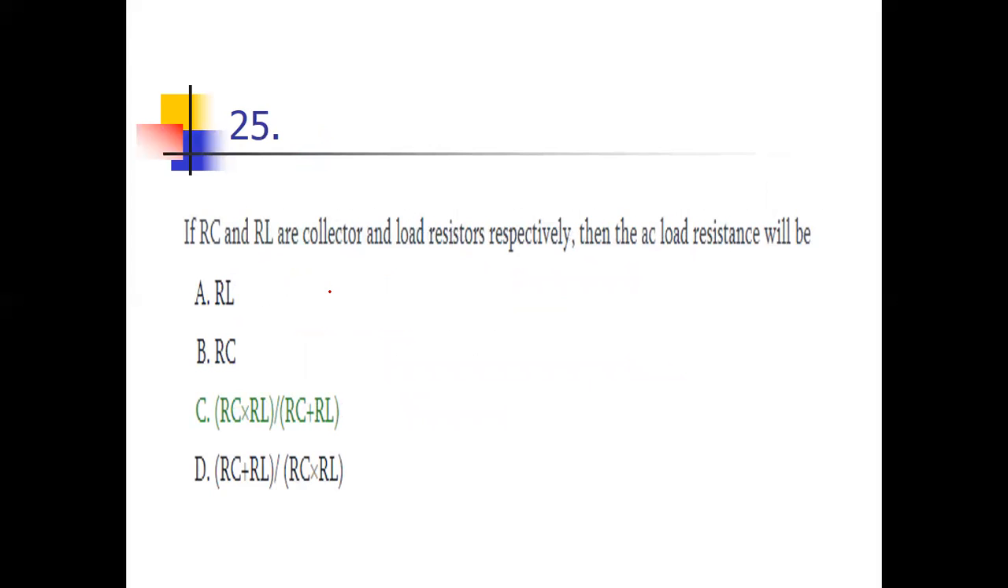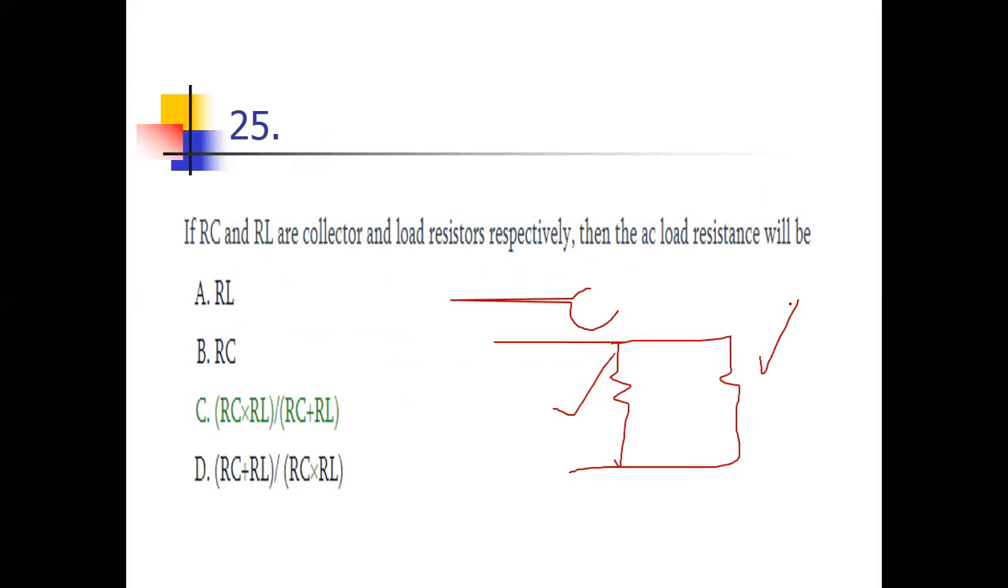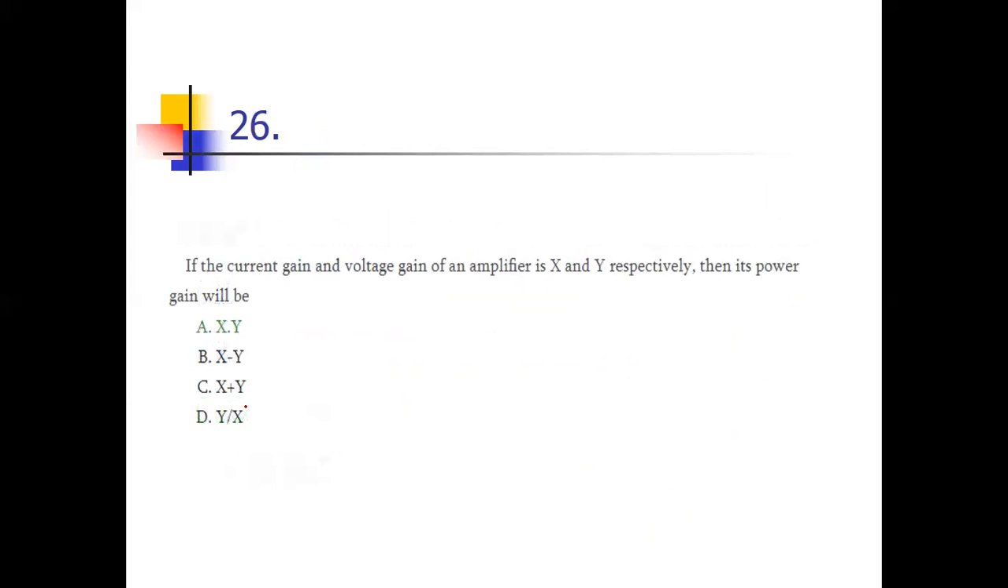If RC and RL are the collector load resistance and AC load resistance, I have already explained the small signal model. This is RC and this is your RL. At the collector, both resistances behave like a parallel combination. So it will be RC parallel RL, and you can also write it as RC into RL upon RC plus RL.